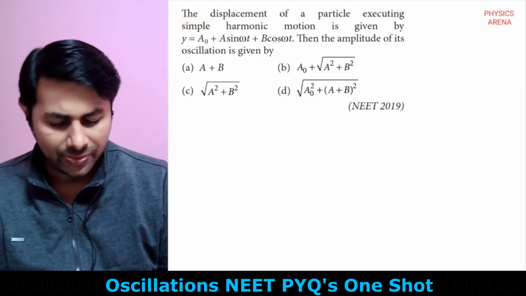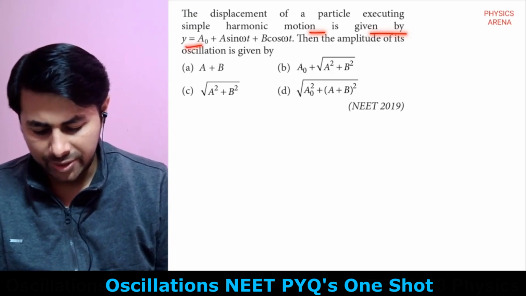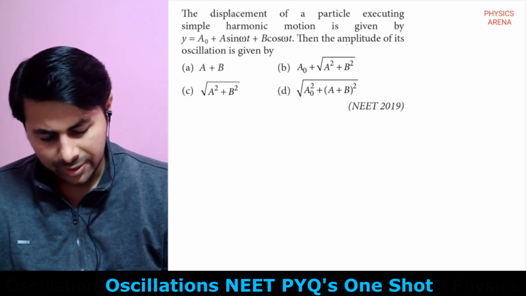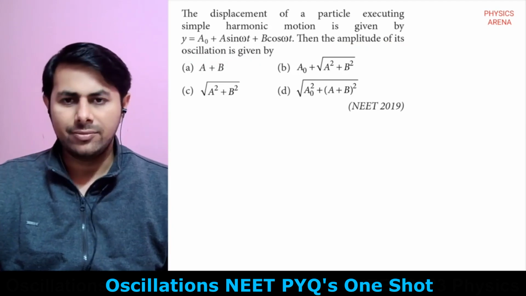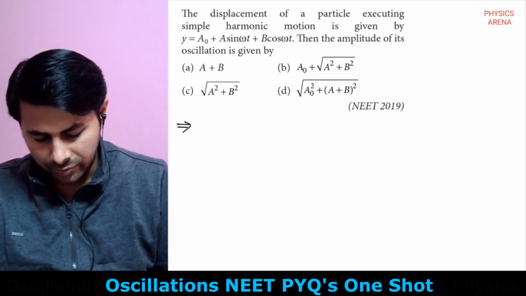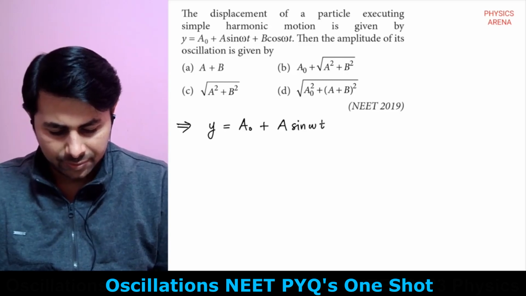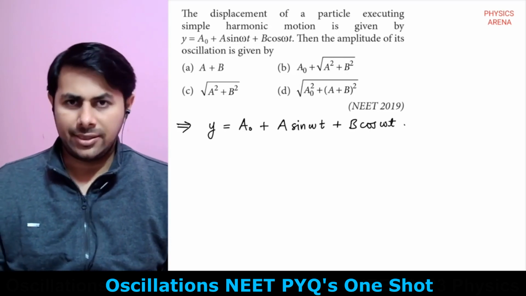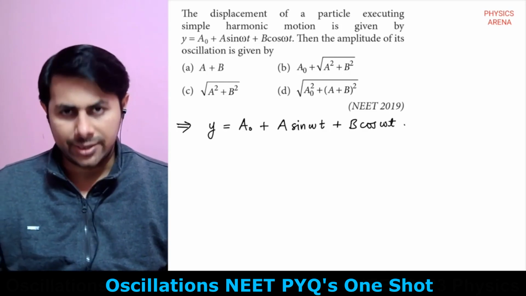The displacement of a particle executing simple harmonic motion is given by y equals a naught plus a sine omega t plus b cos omega t. Then the amplitude of its oscillation is given by. So this is simple. Here we have two SHMs, right? And yesterday we learned how to add two SHMs.